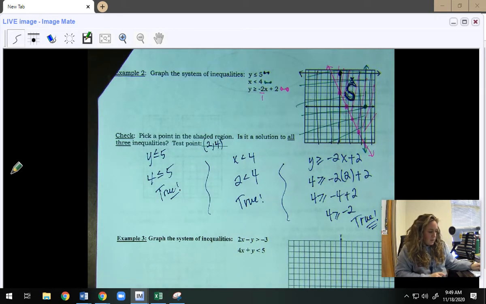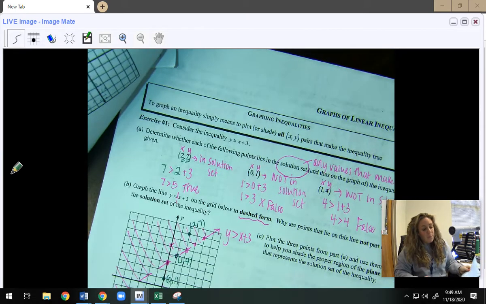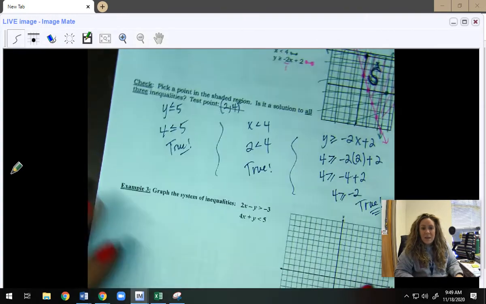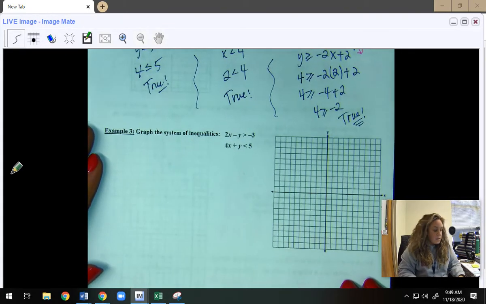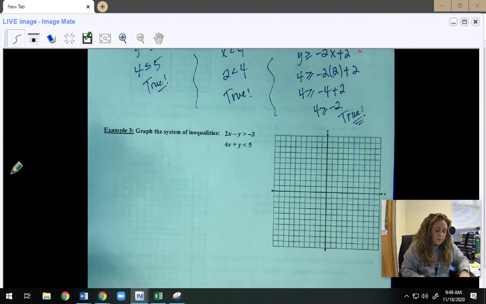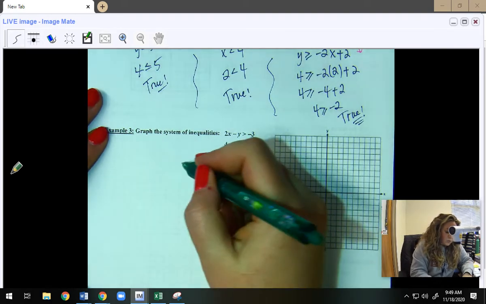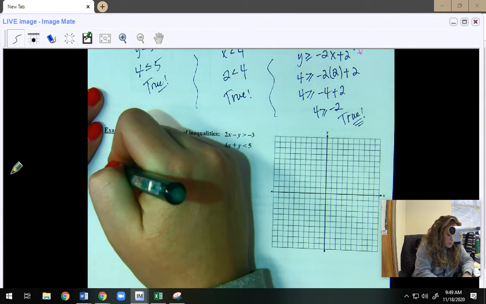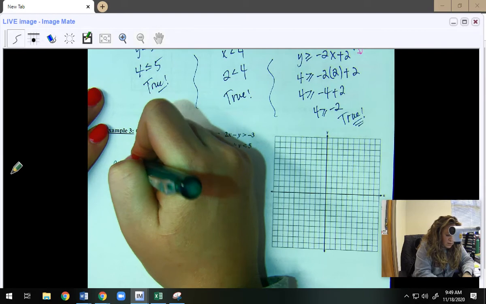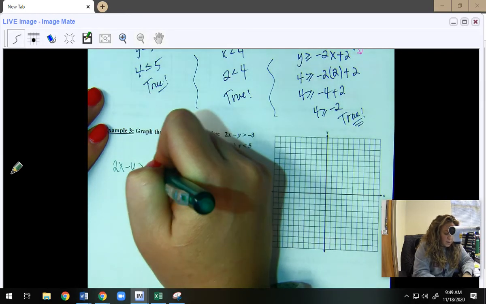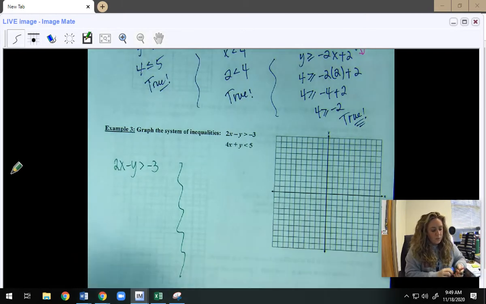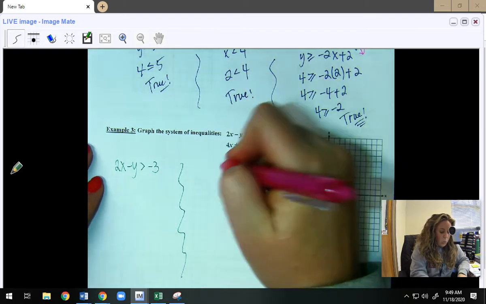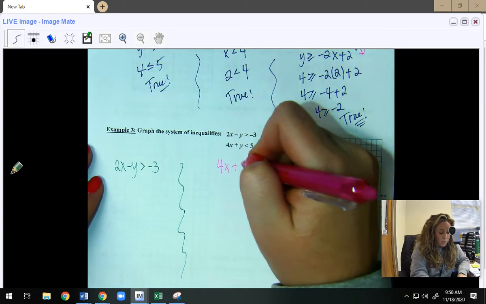All righty, so last one here. Yep, because on the back is now you try. Okay, so this one is a little bit different. I actually have to do some work here, because if we notice, neither one of these is already in slope-intercept form, or y equals mx plus b form.